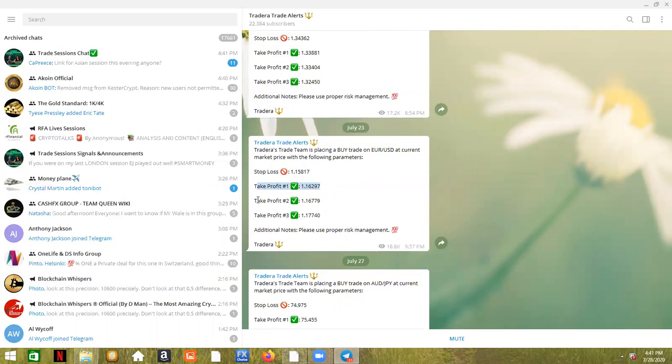Now let me explain take profit 1, 2, and 3. These are the parameters that say, okay, if the price pair, the euro US dollar, gets to 1.16297, the MetaTrader 4 app will take you out of the trade and put your profit in your bag, right?